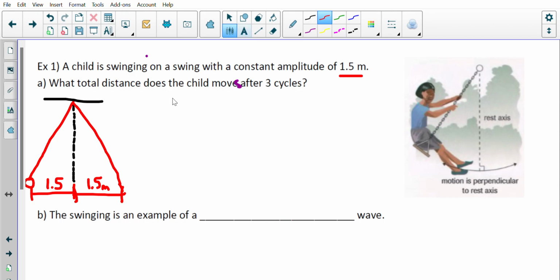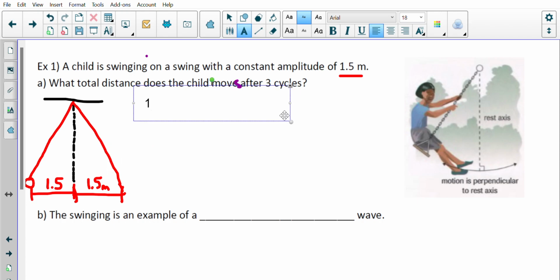And so what happens is the kid is going to travel for 1 cycle, 1.5 meters, then another 1.5 meters, but then he or she, I can't tell in this picture, has to go back. So then they travel another 1.5 meters and another 1.5 meters. And so for one cycle, anybody on this swing is going to travel 1.5 meters, but you're going to have to do it 4 times, which equals, let's see here, 1.5 times 4 is 6 meters.